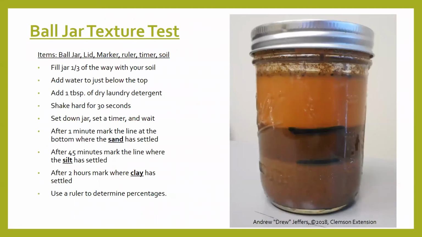So one of the easy ways to do a texture test of your soil is what's called the Ball jar test. It's fairly basic. You can do it in a classroom, you can do it in your backyard, and it's really popular and common among a lot of gardeners.